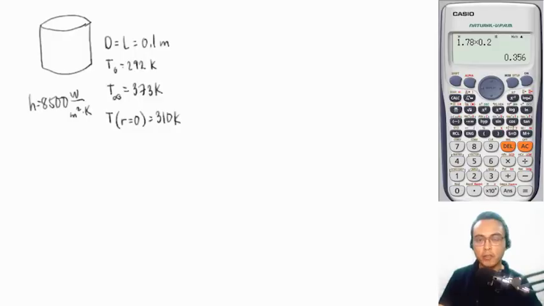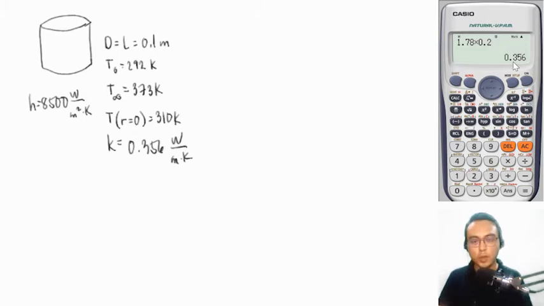Here are the given values for the problem. Now, before we can solve for the Biot number, we need the value of the thermal conductivity of concrete. And based from table 2-306, you can see there are several values for the thermal conductivity of concrete, okay? I'm going to use the value for cinder, which is 0.2 BTU per hour per feet per degrees Fahrenheit. We get 0.356 watts per meter per Kelvin. Okay, now let's solve for the Biot number.